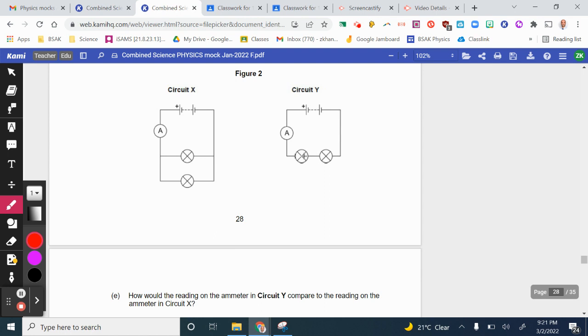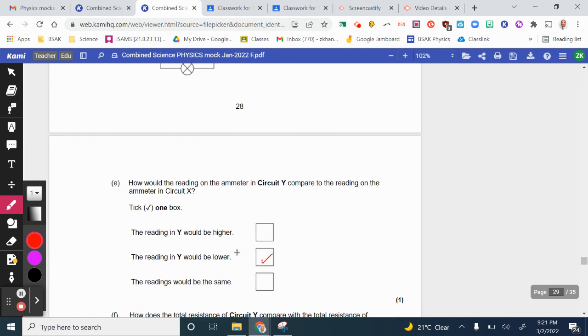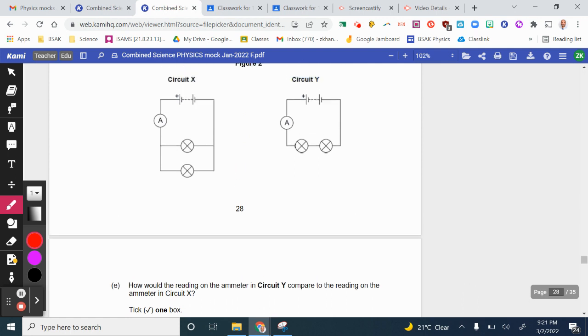In series, the resistance of this and the resistance of this add up and give you a high resistance, and that means that the current here will be relatively low. When we add more and more components in a parallel circuit, now these two will carry on working the way they are. The additional component will get more current, and as a result, more current will be drawn from the battery. So complete opposite. So the reading on Y will be lower, so the current reading here will be less than the current reading there.